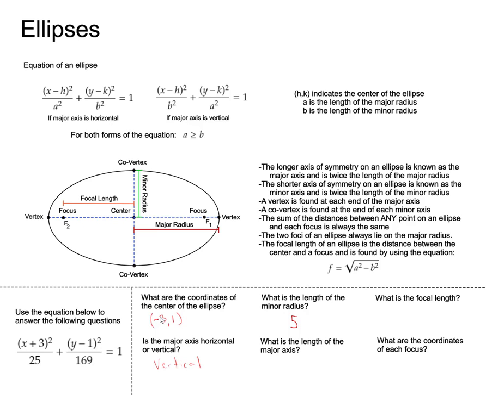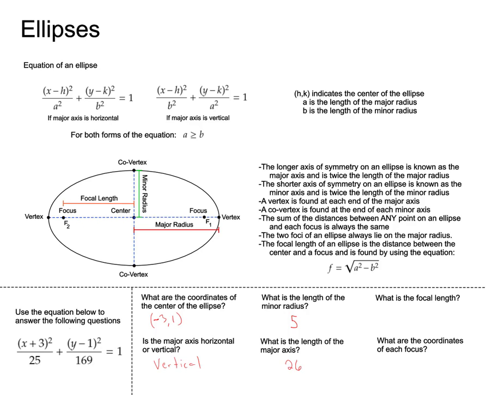What is the length of the major axis? Well, this is asking for the major axis, not the major radius. So we can find the major radius by taking the square root of 169, which is 13. Then we're going to multiply that by 2 because the major axis is twice the length of the major radius. So that'll give us 26.